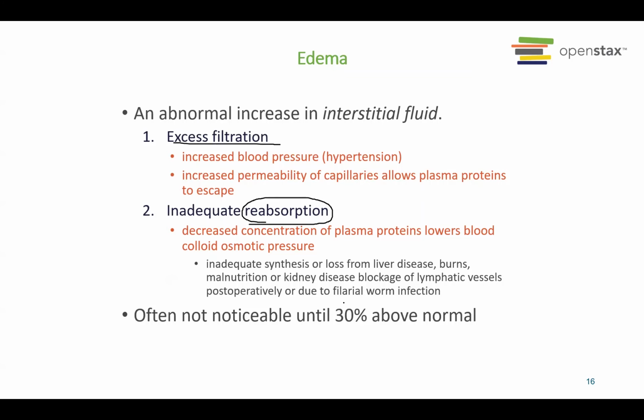If it is above 30%, then the organ starts to have abnormality. And this one is called edema. So edema is extra fluid or swelling of organs due to excess filtration and inadequate reabsorption.